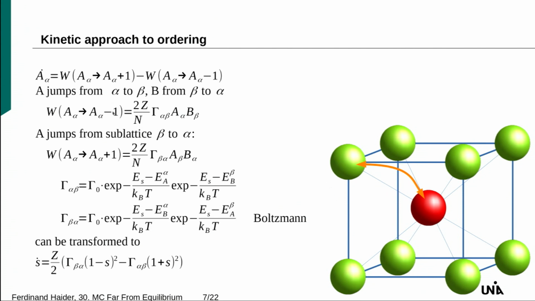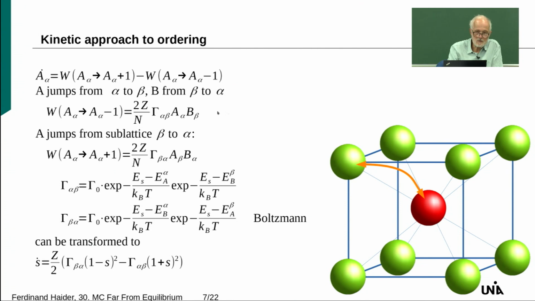So this decreases the number of alpha A atoms on the alpha sublattice. This increases it. So overall, for the thermal jump rate, you have this thermal activation term here. And if you translate these occupations into an order parameter between 0 and 1, that's a very simple calculation, you end up with such an equation here. So the change in order parameter is given by this simple function of the order parameter.